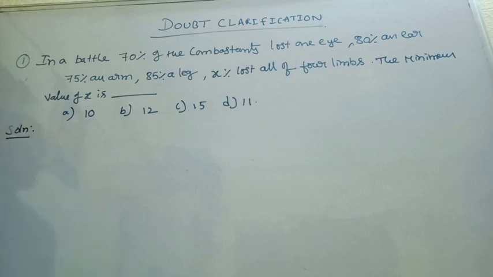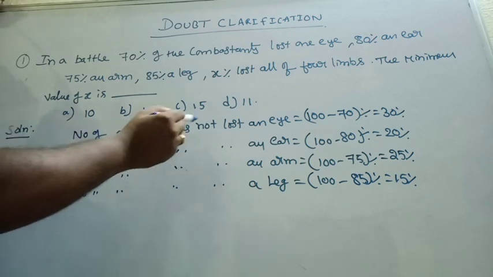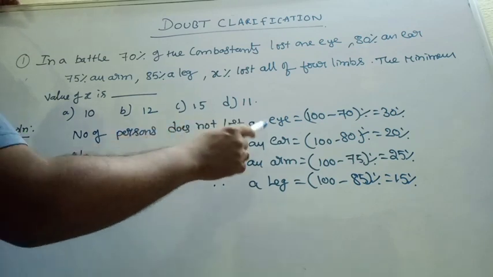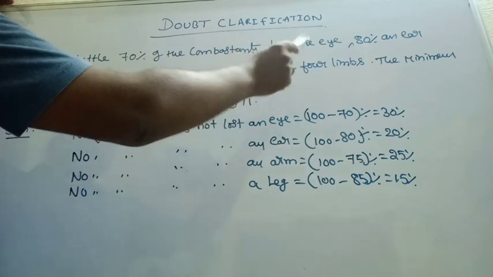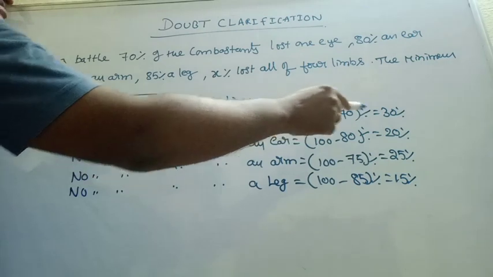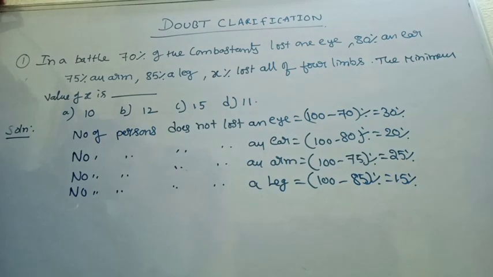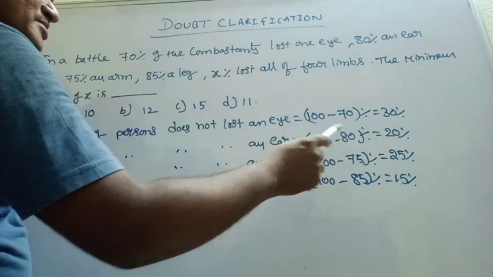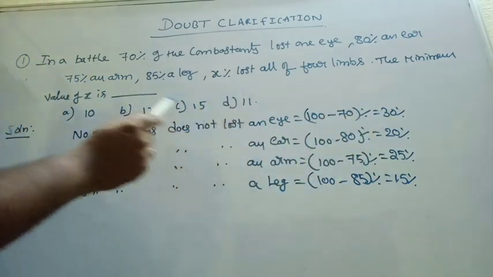Okay, we have here now, you see, my dear students, the number of persons who did not lose an eye. So from 100 we subtract 70%, because 70% of the combatants lost an eye. From 100 if we subtract 70, 30% of the persons did not lose any eye. Similarly, the number of persons who did not lose an ear: from 100 we subtract 80%. From that we get 20% of the people did not lose any ear.